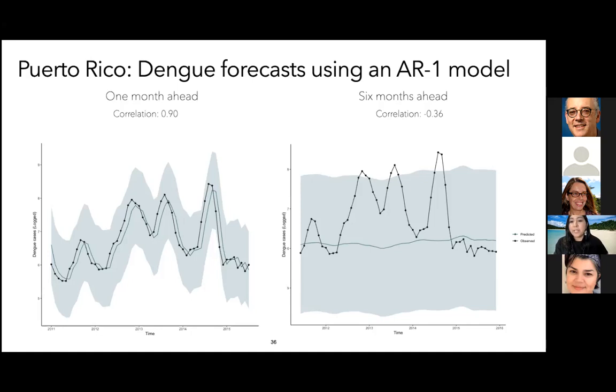But this model tends to perform much worse when we're looking at a 6 month ahead model, showing that these predictions really don't capture much of the observed pattern or the magnitude. And you can see that as well through the wide intervals from the predictions.